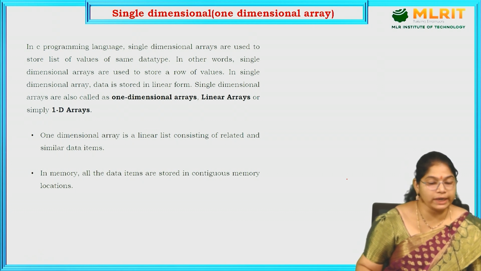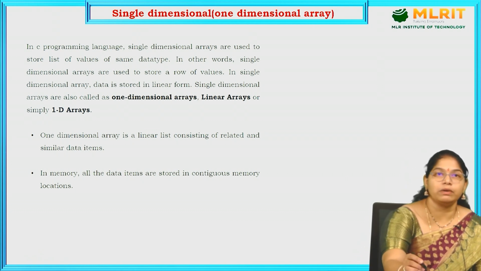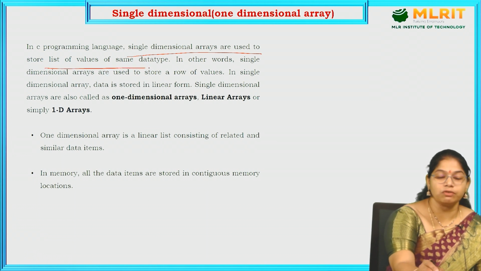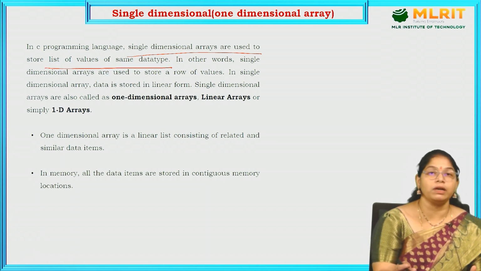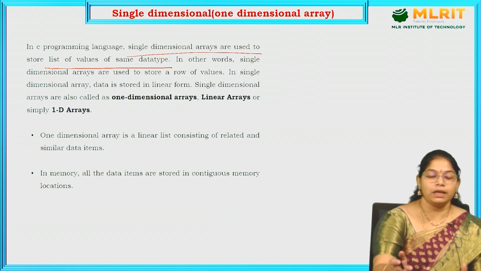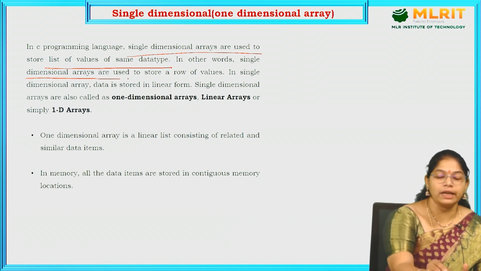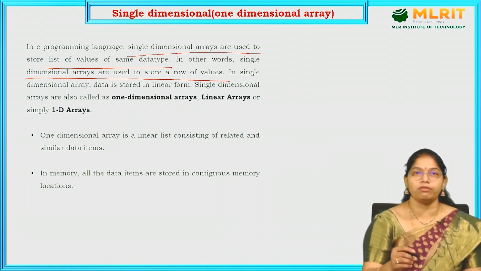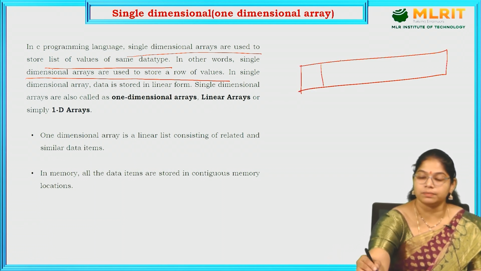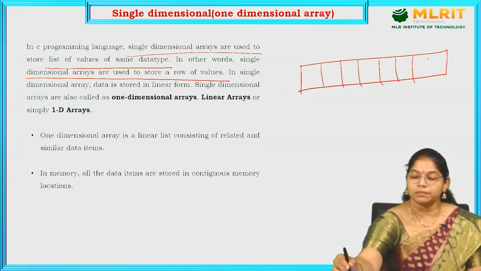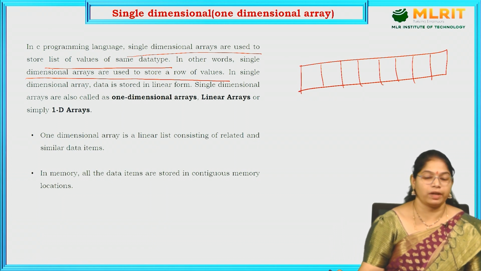So what is a 1D array? In C programming language, single dimensional arrays are used to store a list of values of the same type. As we already discussed, an array is used to store multiple values of the same type. In other words, a single dimensional array is used to store a row of values. It can store only a row of values.